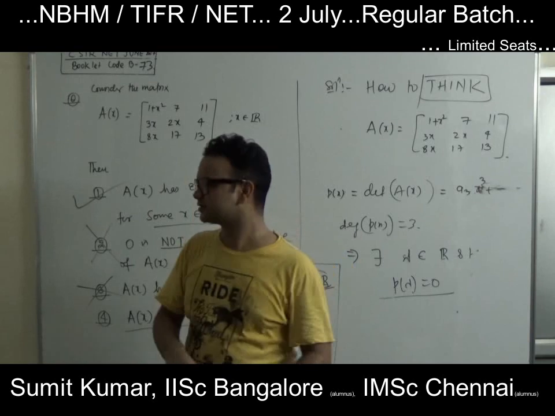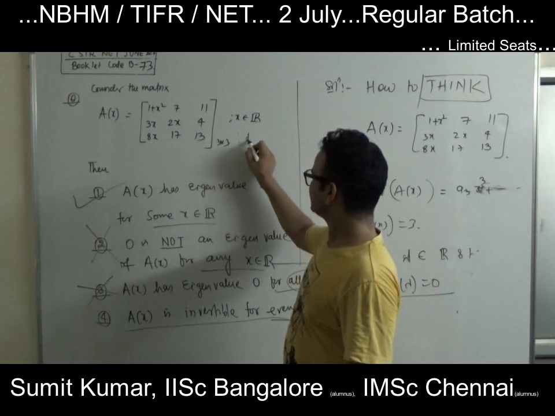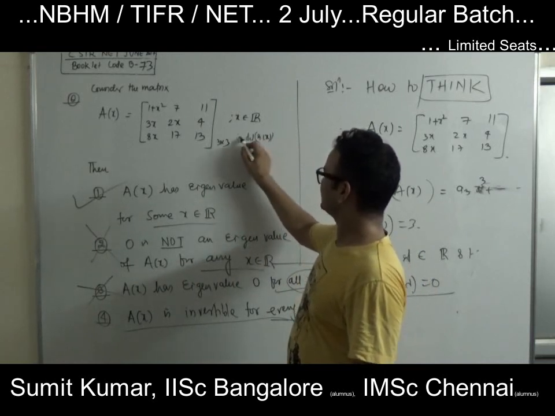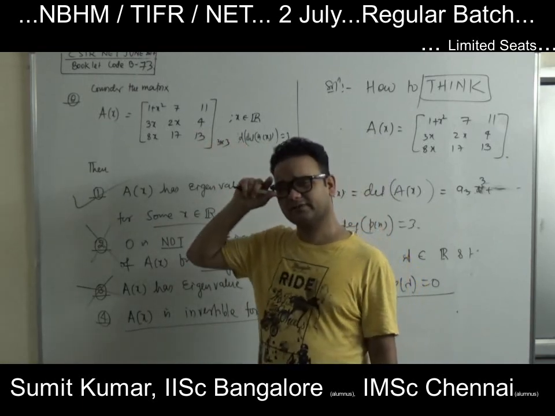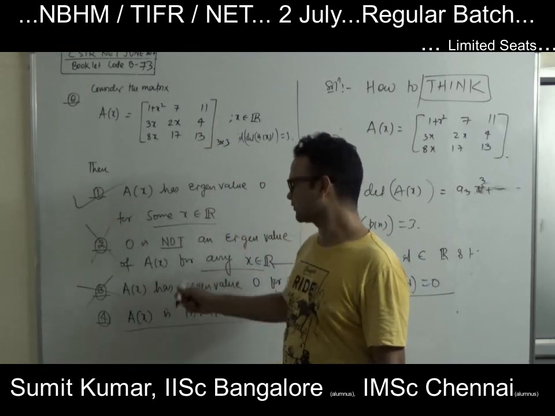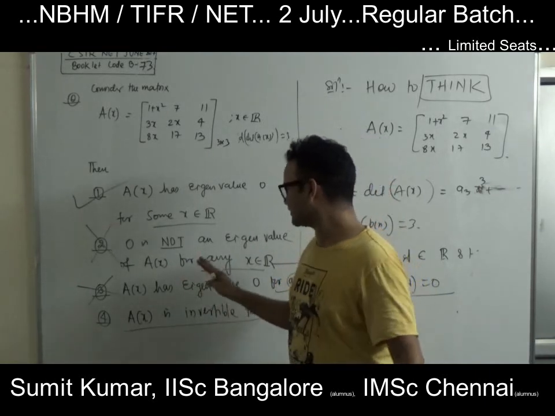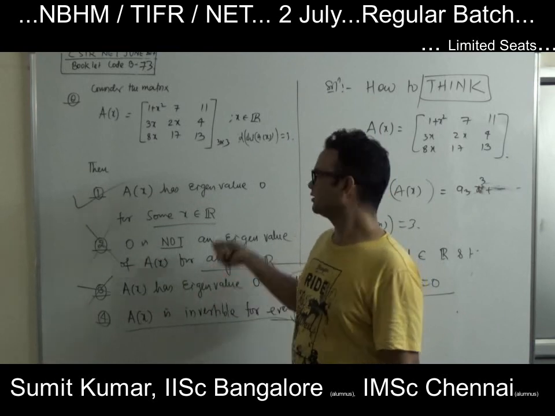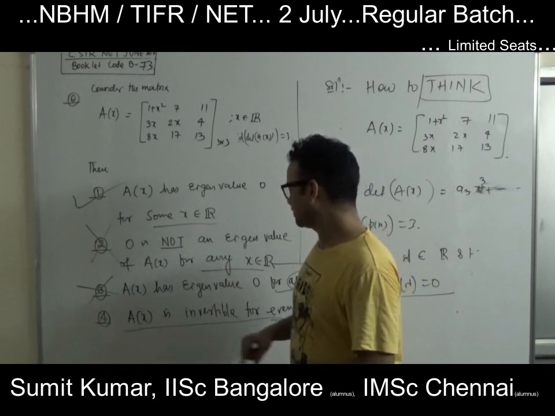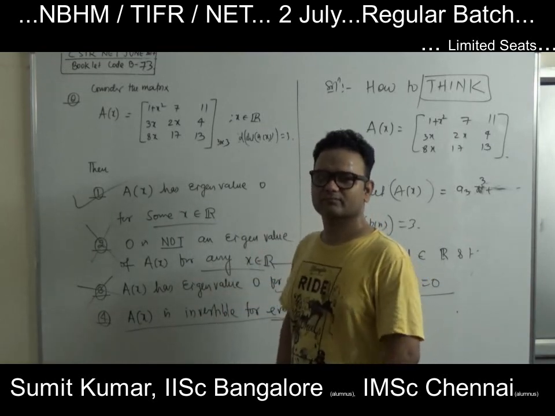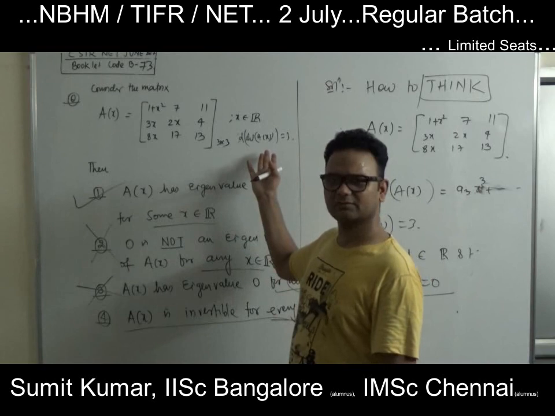So again I am going to go through the options. Ax has eigenvalue 0 for some x, because the determinant of Ax is a polynomial of degree 3, so it will have at least one real root, meaning there exists x such that the determinant of Ax equals 0, so 0 is an eigenvalue for some x. 0 is not an eigenvalue of Ax for any x: this is false, because 0 must be an eigenvalue for some x.